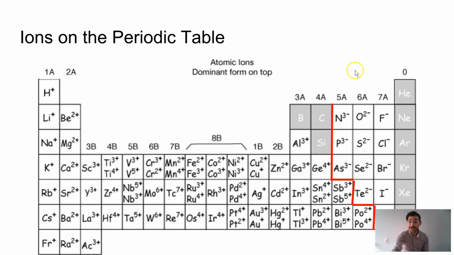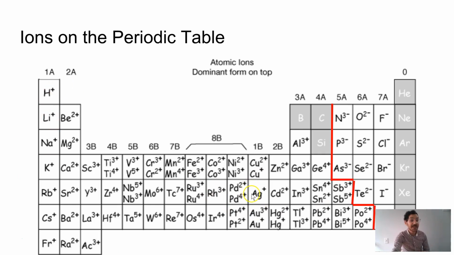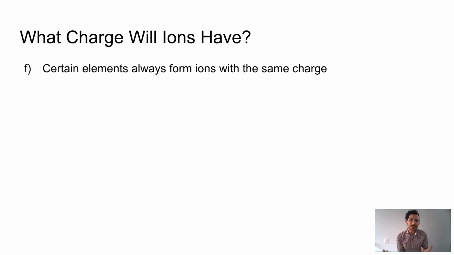So as we look at this again, we can see over here we have our nonmetals forming negative charges over on the left side of the periodic table. And over here, all of our metals like to form positively charged things. The one exception is that we have hydrogen over here as a positive charge. And hydrogen, as we know, is a nonmetal. But hydrogen is a little squirrely, and hydrogen can form either positive or negative charges, because hydrogen's cool like that. Anyway, what charge will ions have?